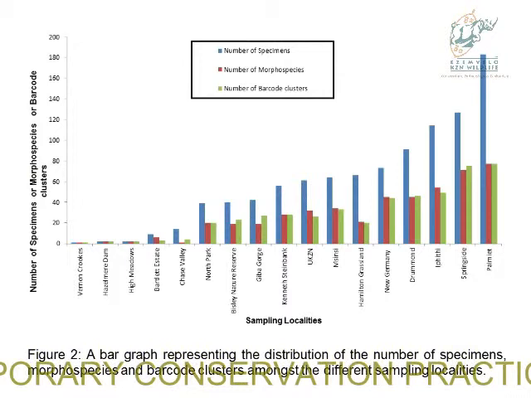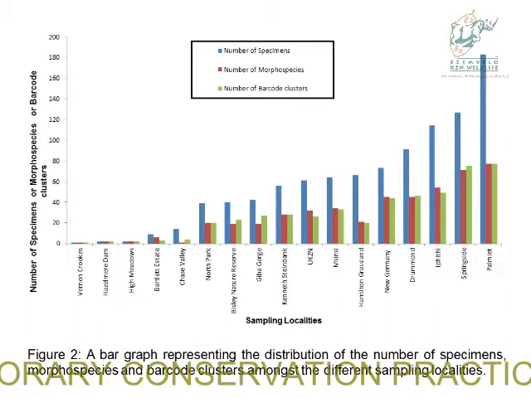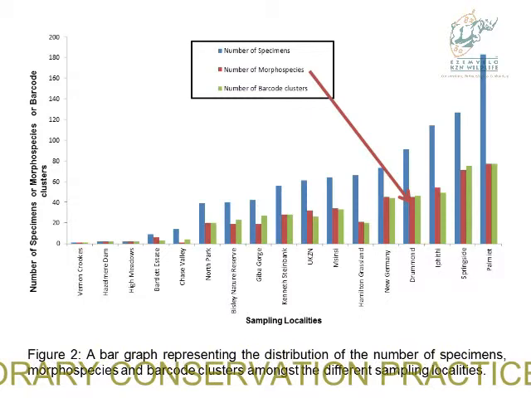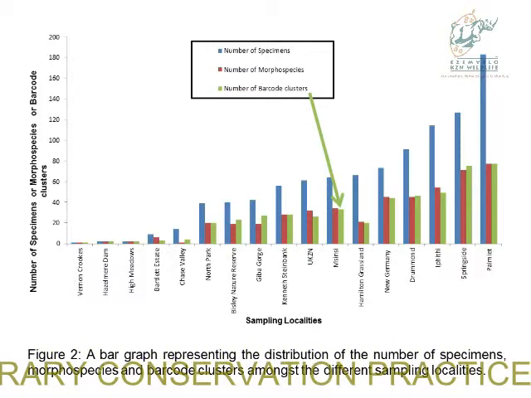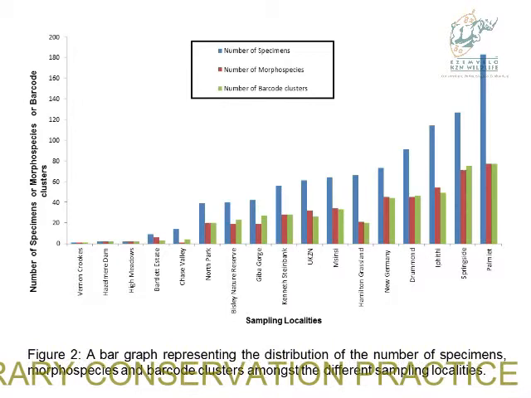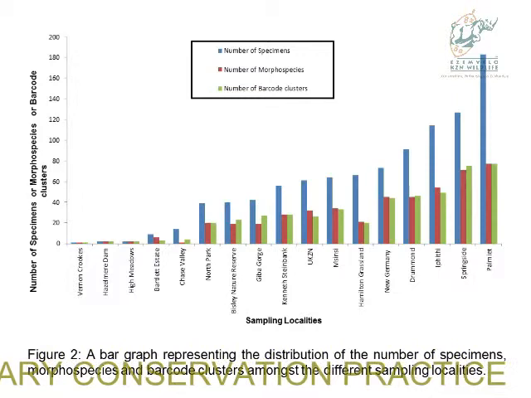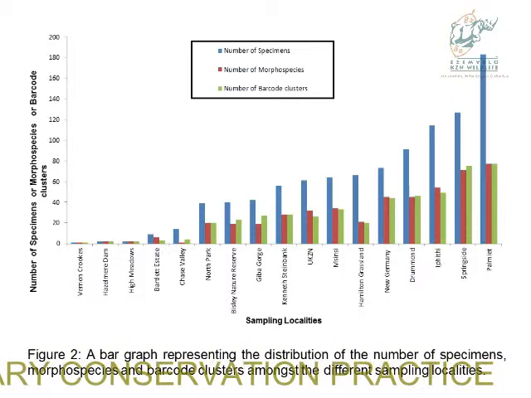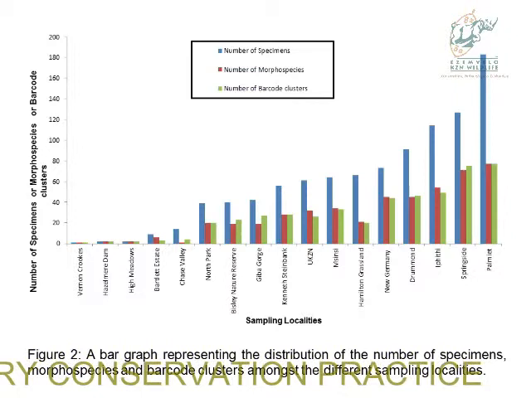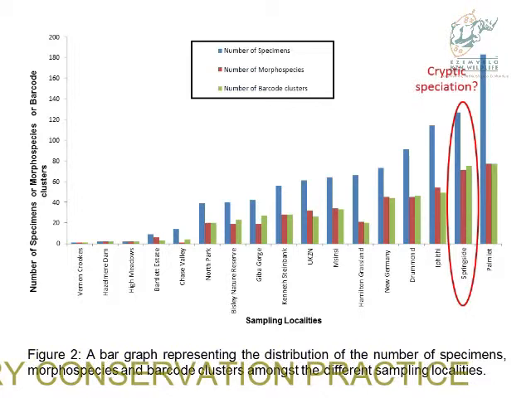This here shows the distribution of the specimens depicted in blue. It shows the number of morpho species depicted in red, well, in this case not so red, and the number of barcode clusters depicted in green. This was looked at across all the different sampling regions that were set aside for the eThekwini region and surrounding areas. It can be seen that EPT, Springside, and Palmet were sampled extensively as compared to Vernon Crook, Hazelmere Dam, and High Meadows. And I plan on sampling these lower regions more extensively in my master's project.